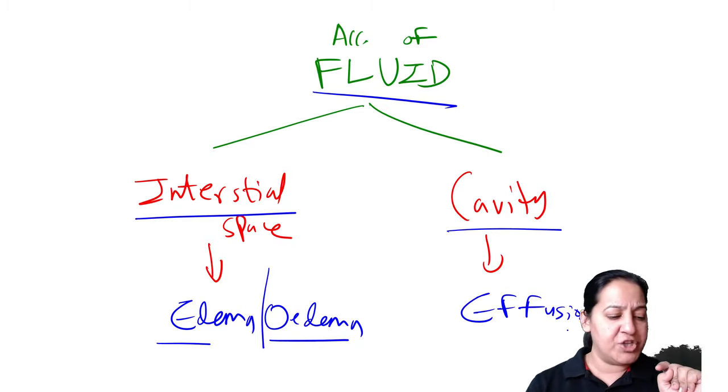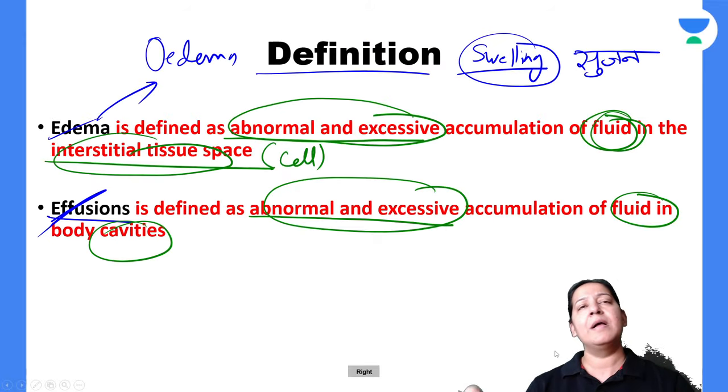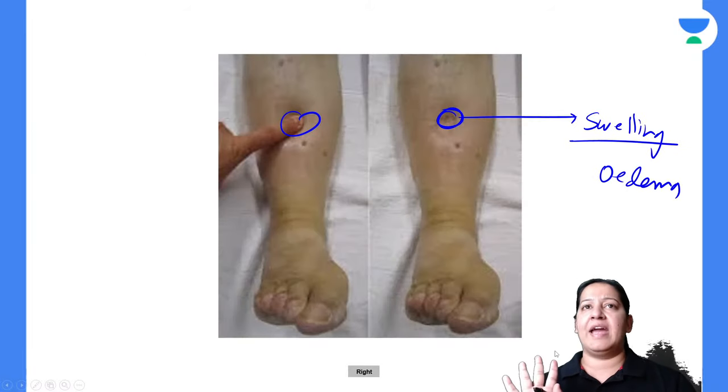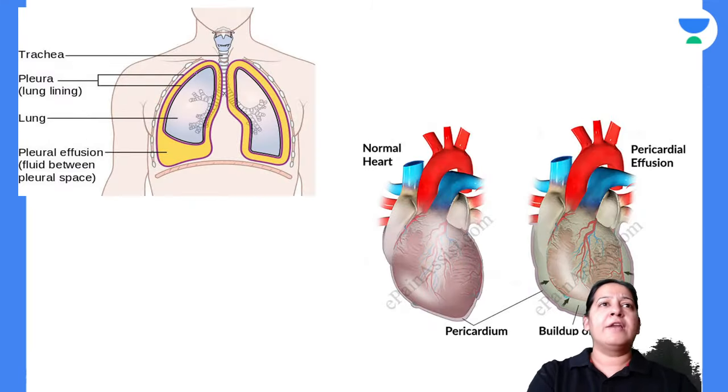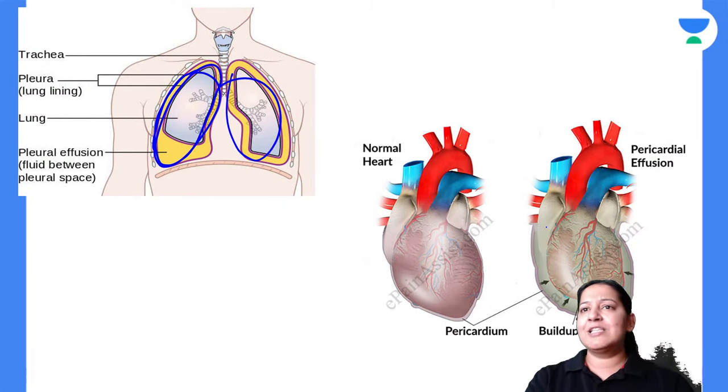Again, give me a thumbs up. Rishinika, Manoj, have you got it? Give me a thumbs up. So that is the definition of edema and effusion. The definition is done. We are done with edema. We are done with effusion. Various types of effusion are present. Can you see? This is pleural effusion. The fluid is collected in the pleural cavity. This is pericardial effusion.